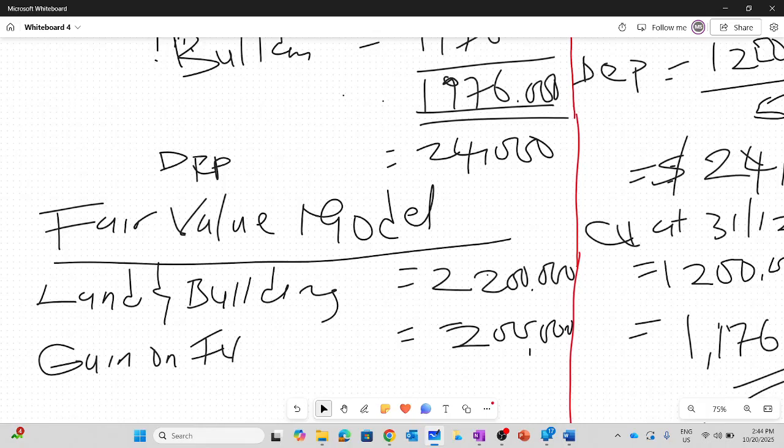So we don't need to calculate depreciation. On an annual basis, we need to do revaluation. So you need to know the distinction between the cost model and the fair value model, which is very important for us to understand. So now let's continue.